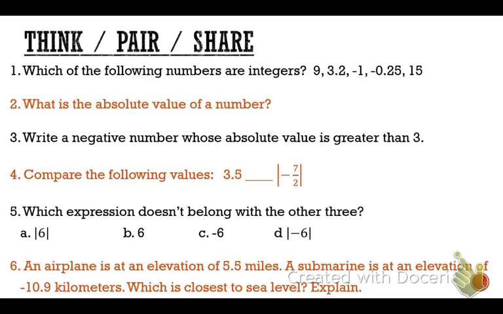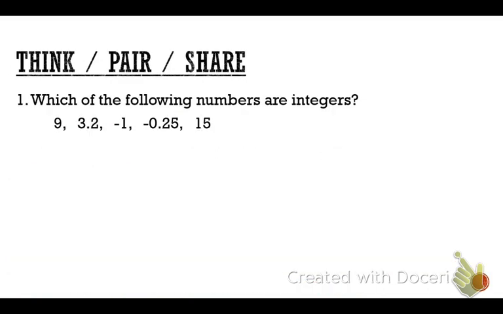All right, hopefully you've had a chance to do a few of those with your partner. Let's go ahead and look at the first one. Which of the following numbers are integers? Cameron and Taylor, what did you guys come up with? 9, -1, and 15. Okay, they only said 9, -1, and 15. Guys, why would 3.2 not be an integer? It's a decimal. What about -0.25? Also a decimal. So that is correct.